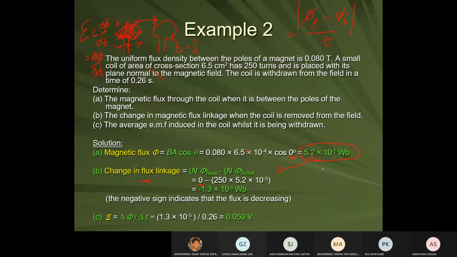So normally, what I wrote here as d flux over dt is actually N d flux over dt. The flux is B dot A, N times B dot A. N must be outside normally. So we write negative N d psi over dt. This is the proper way of writing the EMF. Normally N is not included inside the flux. Flux is B dot A only, so you put the N outside.